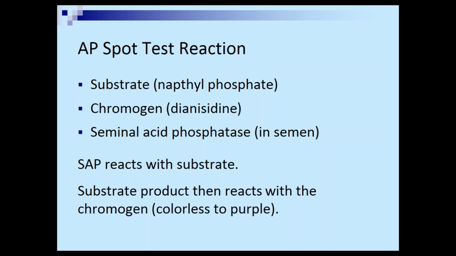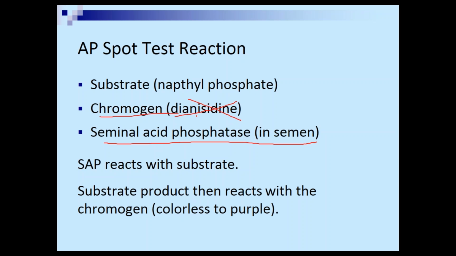Okay, what is the reaction here? Remember when we were testing for hemoglobin, we added two things, a chromogen and an oxidant, and they reacted, and in the presence of hemoglobin, they reacted faster. Here we have seminal acid phosphatase. That's what we're going to look for in semen, so this sort of plays a role like the hemoglobin. And we still have a chromogen, and for you guys, I don't think you need to worry about the name of the chromogen. Just know that this is the AP spot test.